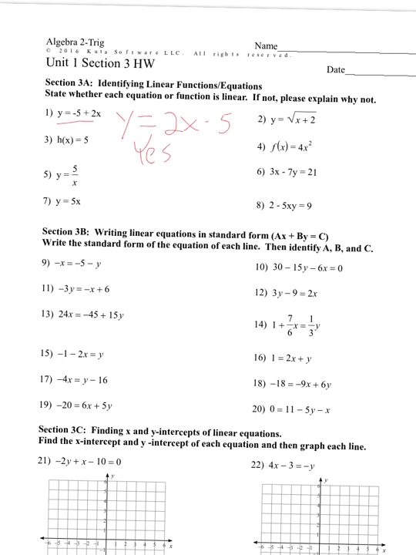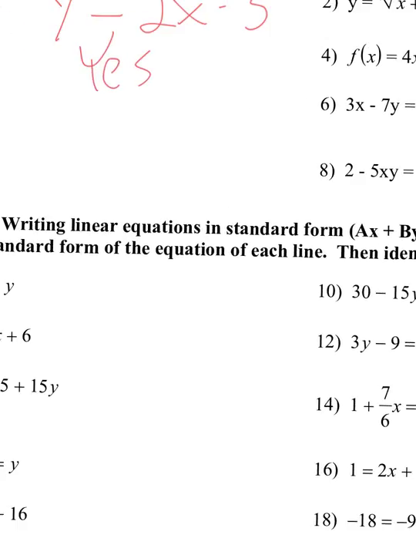In Section 3B, we are going to write linear equations in standard form. So this ax plus by is equal to c. And then we're going to identify a, b, and c. Some things you want to know about standard form.